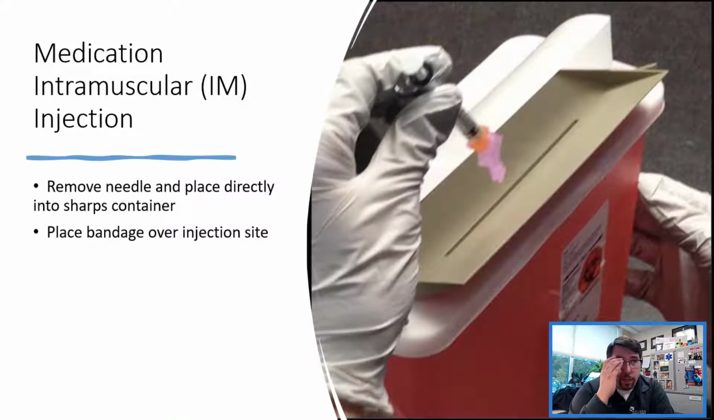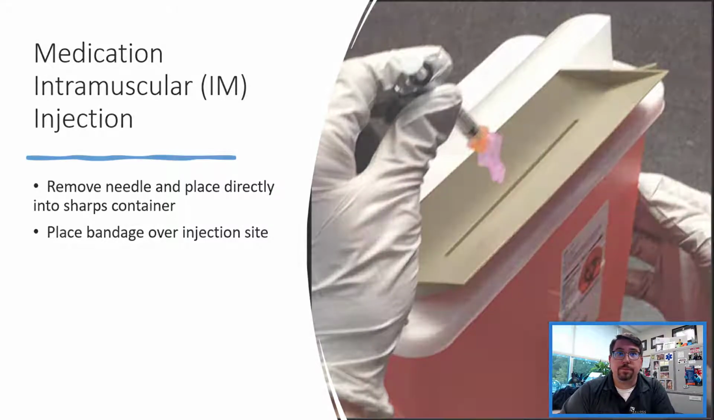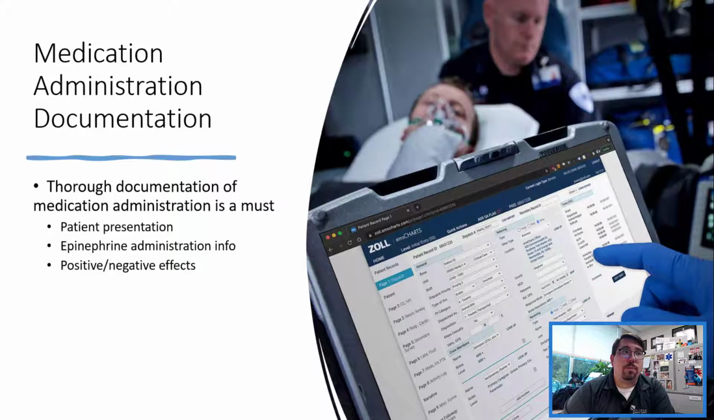From there, we'll remove the needle and place it directly into a sharps container. It's important to plan ahead so that you know that your sharps container is available before you administer the medication. From there, you'll place a bandage over the injection site. It's also important to make sure that we have proper medication administration documentation.